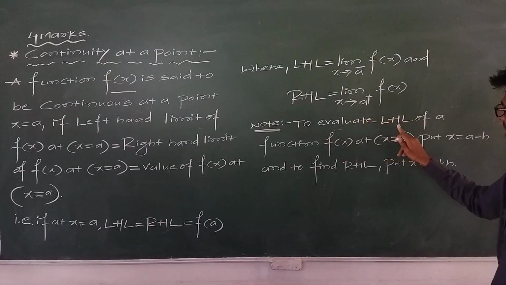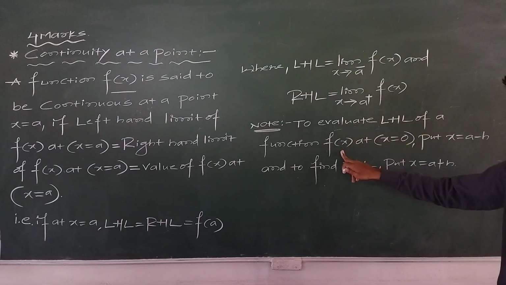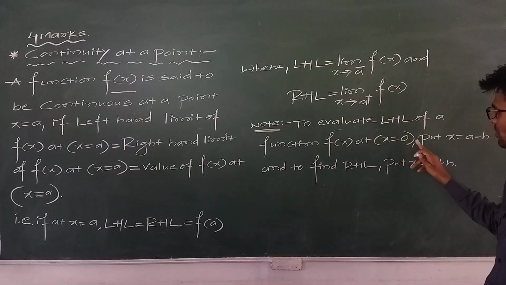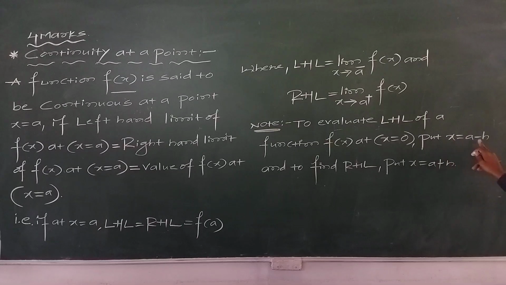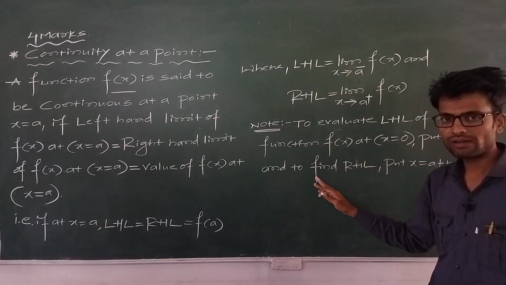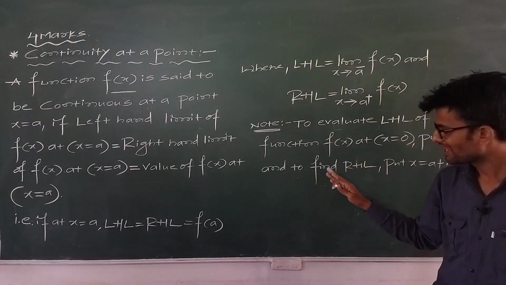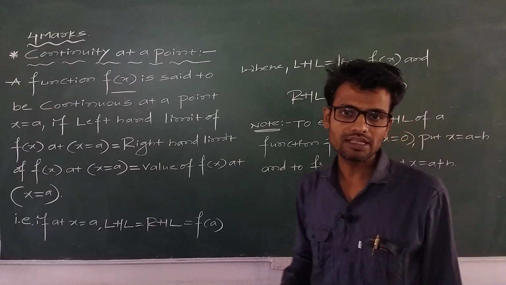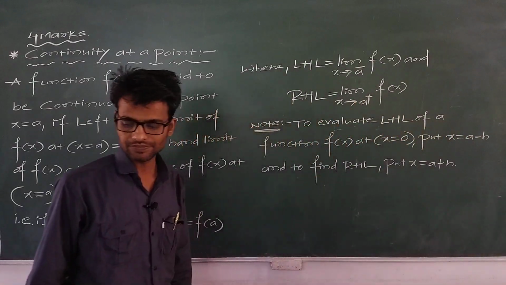Note, it is very important. To evaluate the LHL of a function f of x at x equal to a, you always take x equal to a minus h. And when you are evaluating the right hand limit, at that time you take x equal to a plus h. So these things are very important, you remember.